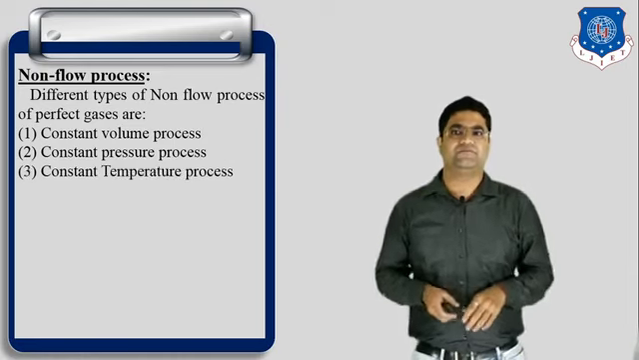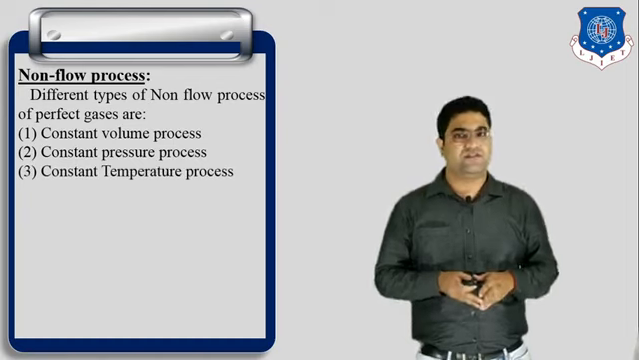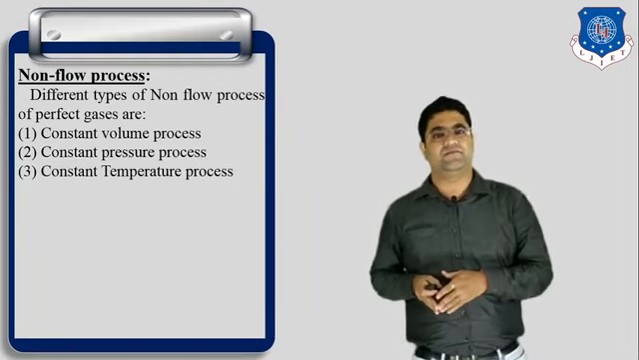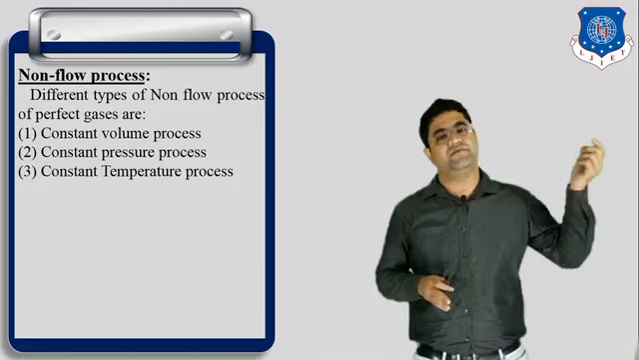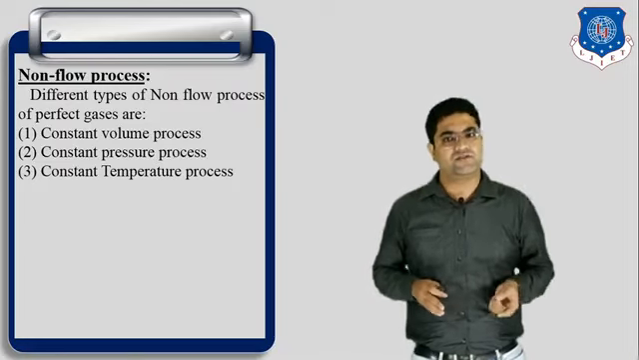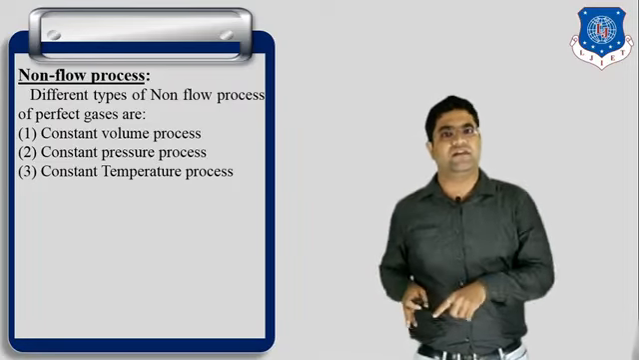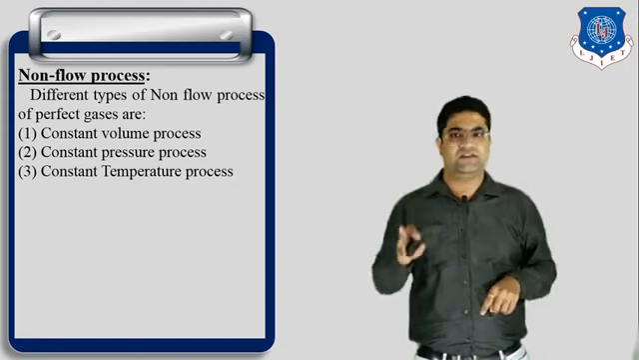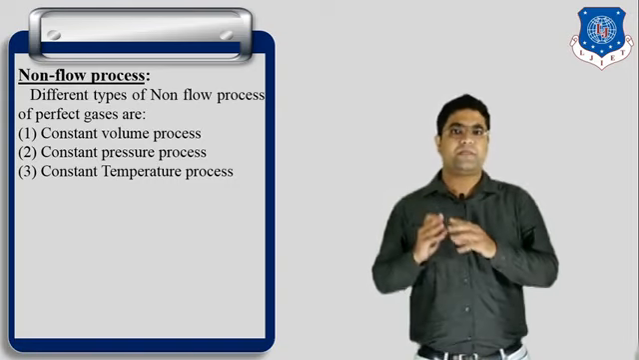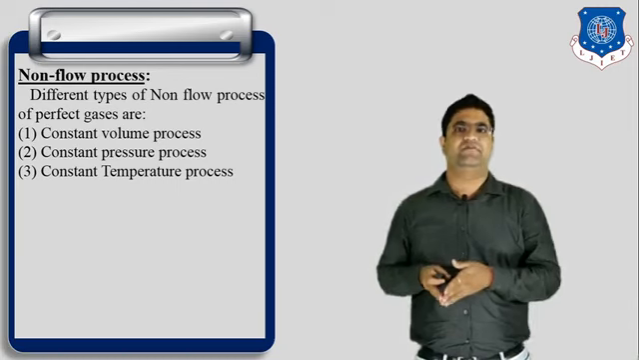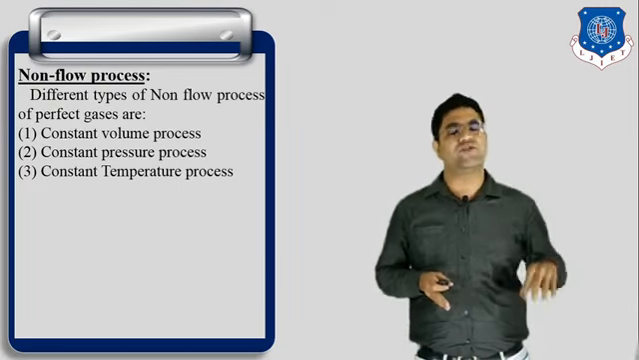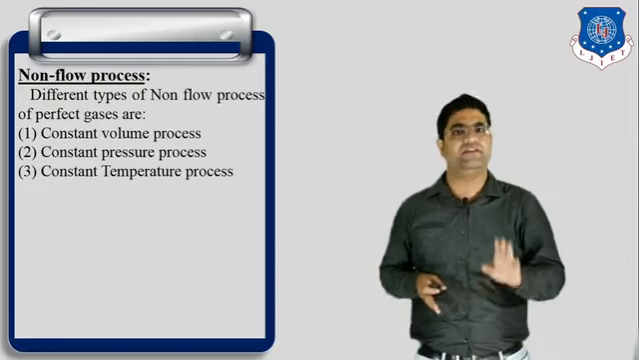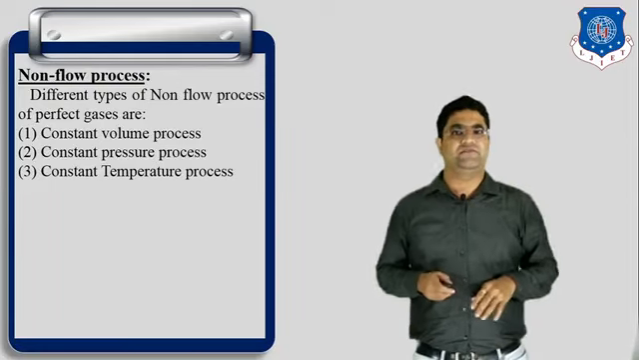Now the third one is the constant temperature process. In the constant temperature process we will discuss how we can maintain the constant temperature while the process takes place. Also we will discuss the work interaction and the heat interaction in the same process. Sometimes this constant temperature process is also known as the hyperbolic process. So why it is called the hyperbolic process, all that we will discuss.